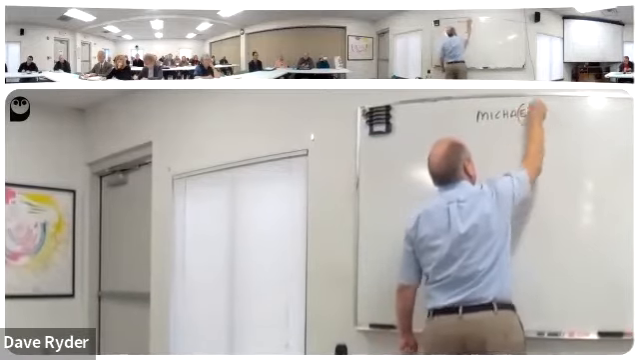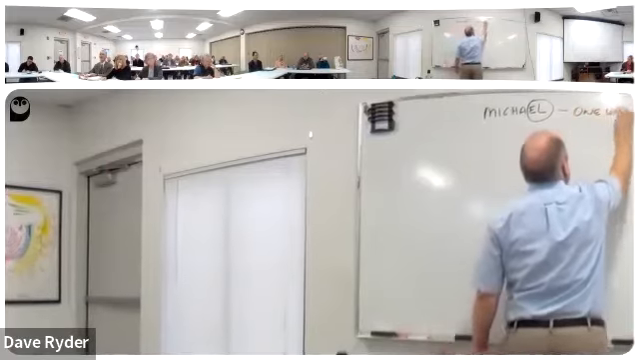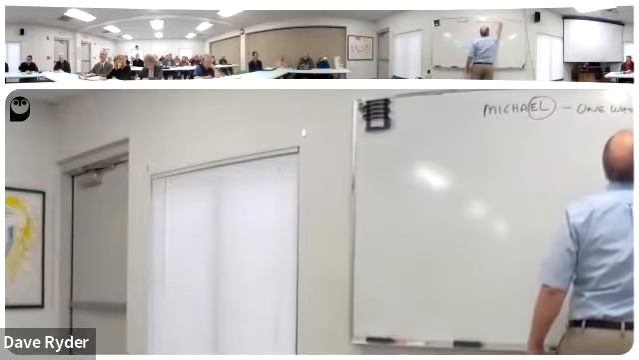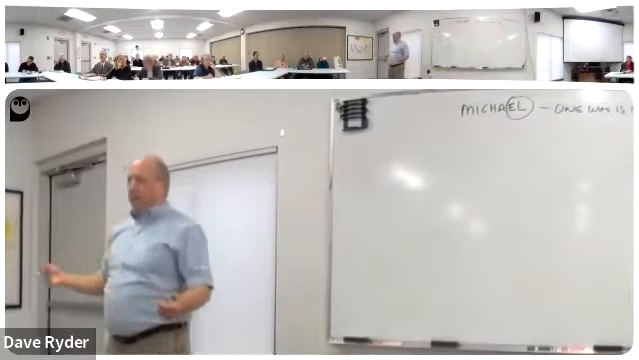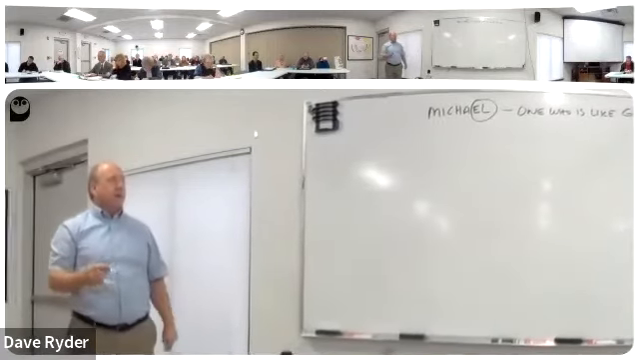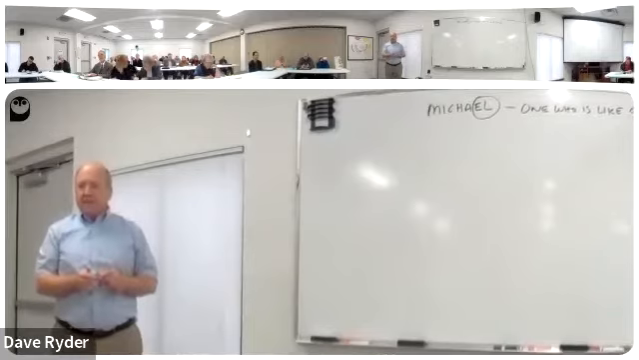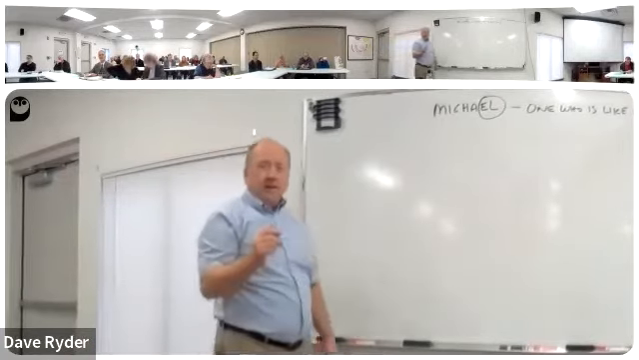What is this in the Hebrew? That's God. One who is like God. So we can start with his name and say, who in the world would be named Michael as just an angel? I mean, this is talking about God himself, isn't it? Yes. Okay, so I think you can start with the name.